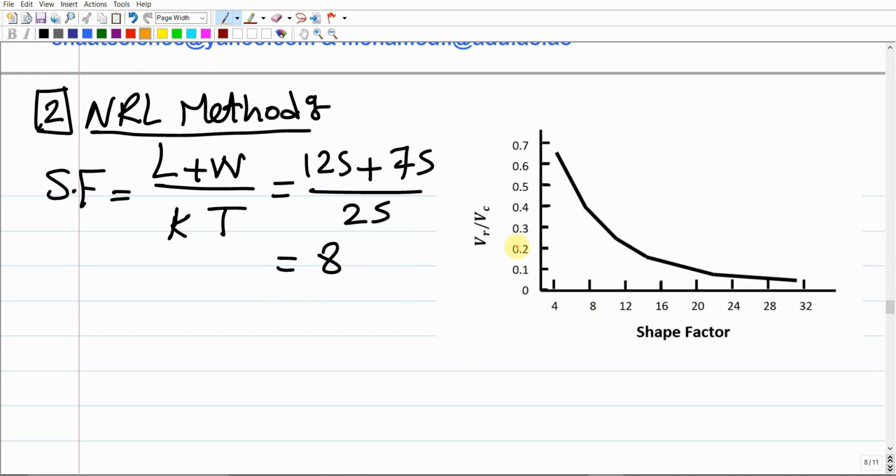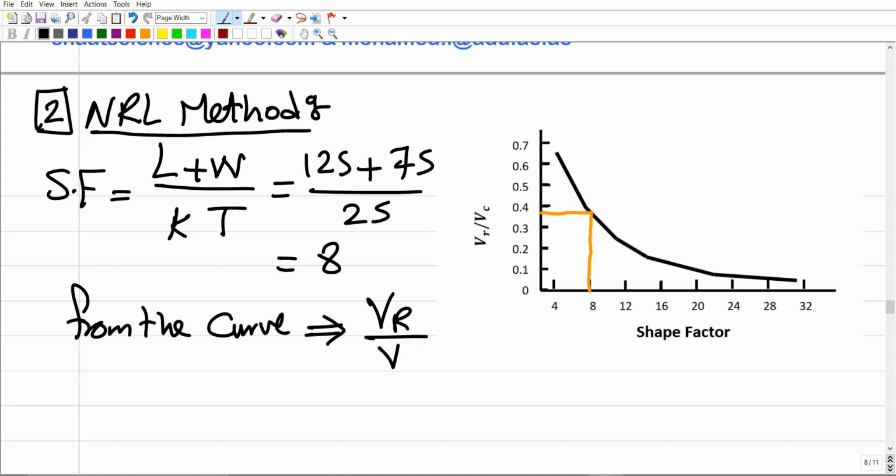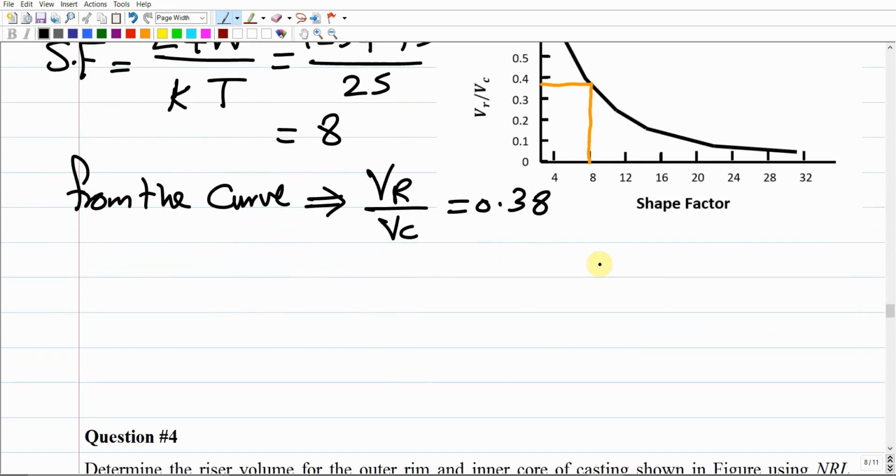Then you're going to use this figure. Your objective is just to draw a vertical line from the shape factor equals 8 until you intersect with the line. From this intersection point, you move to the left until you find an approximate value for VR over VC. From the curve, for the shape factor equals 8, we find VR over VC equals about 0.38. If you got 0.4 or 0.37, it doesn't matter, it's going to be very close.